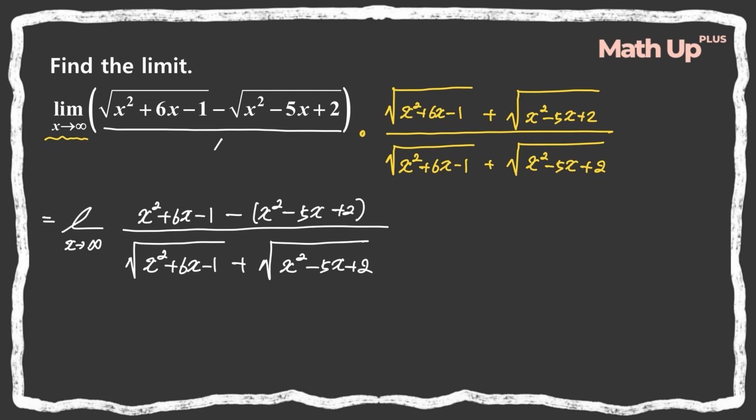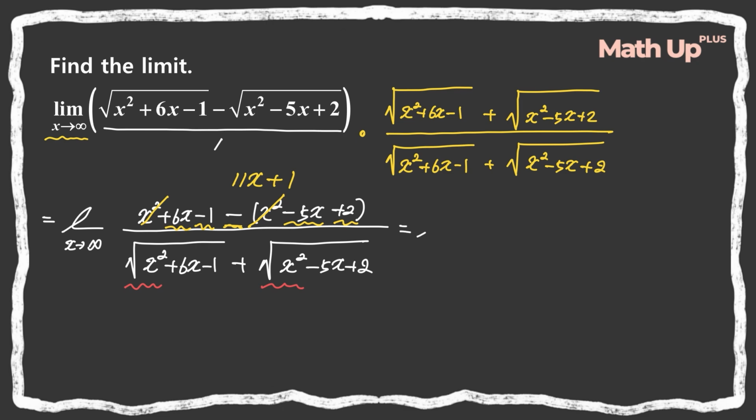So if we simplify the numerator, x squared goes away, 6x minus negative 5x is going to be 11x, and minus 1 minus 2 gives plus 1. Now what we have to do is factor the highest degree of the terms from the denominator, which is the square root of x squared.